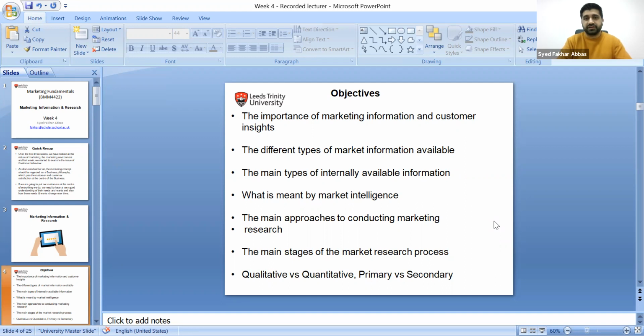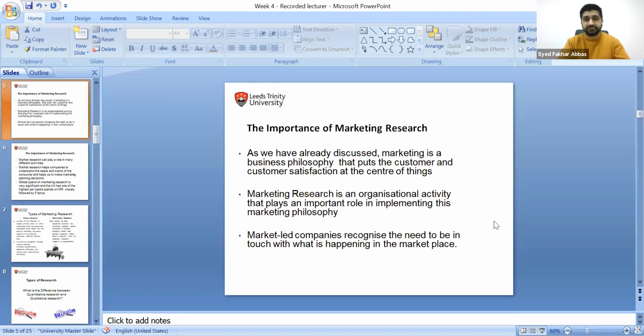We will talk about the importance of marketing information and customer insight, and the difference between the different types of marketing information available. We will talk about the main types of internally available information. We will also discuss market intelligence and the main approaches to conducting market research. We'll discuss the main stages of the marketing research process, and then at the end we will discuss what is meant by qualitative, what is meant by quantitative, and primary and secondary research. These terminologies are commonly used in our environment.